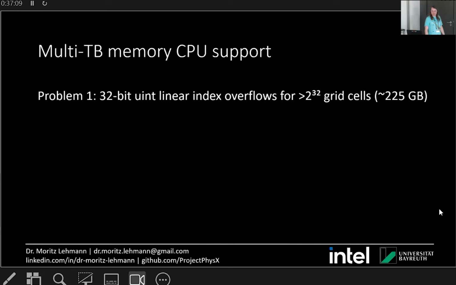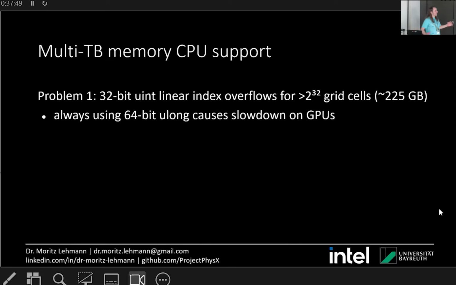Unfortunately, it isn't as easy as it sounds. Going with CPU means I don't need domain decomposition. I can do it just with one gigantic domain. But the first problem that we encounter is that the 32-bit linear index for the grid cells overflows if you have more than 4 billion grid cells. On the GPU side, this wasn't a problem so far, because 4 billion grid cells means 225 gigabytes of memory, and there's no such GPU with so much memory, so far at least. So it wasn't a problem in the past.